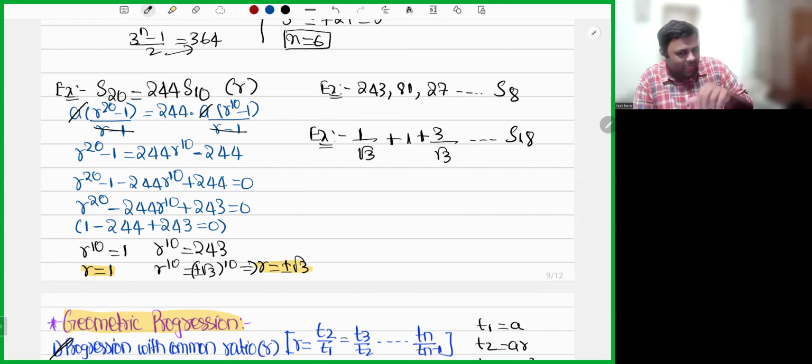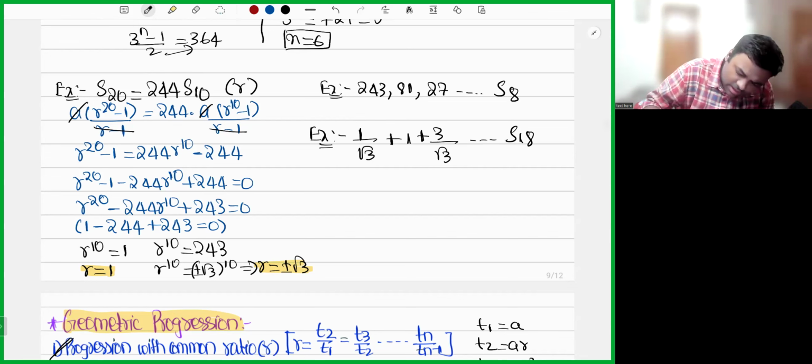First, what I have done, I have cancelled R minus 1. Next, all the values I have taken to one side. R power 10 is equal to 240 divided by 1. So R is equal to plus or minus root 3. Right? This was a simple one. There's not much difficulty over here. If there is any issue, please do let me know.